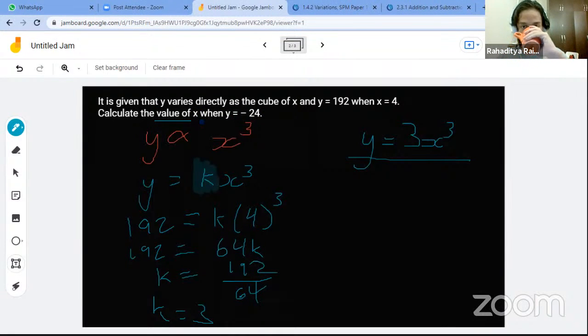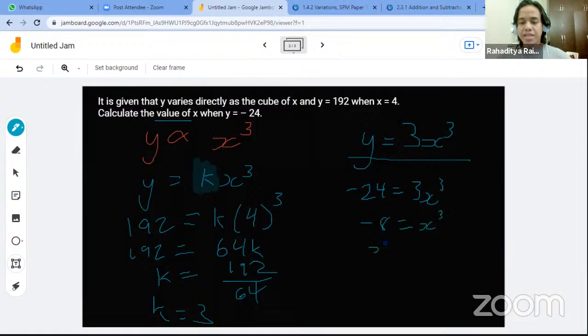Good. And how to calculate x? Substitute y equal to negative 24. Yes, thank you, Rachel. So negative 24 is equal to 3x cubed. And from this you'll get negative 8 equal to x cubed.